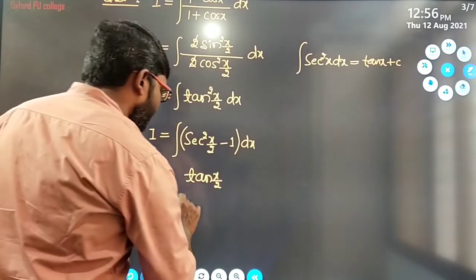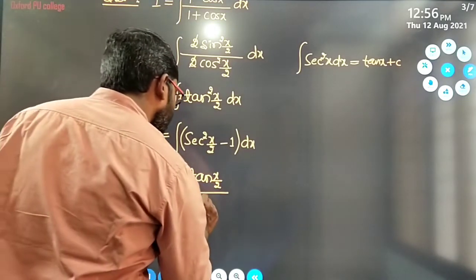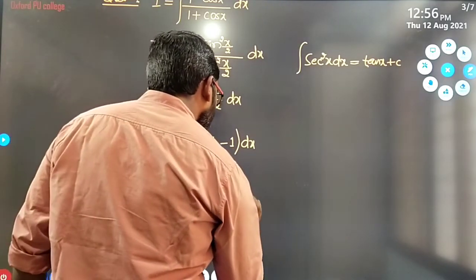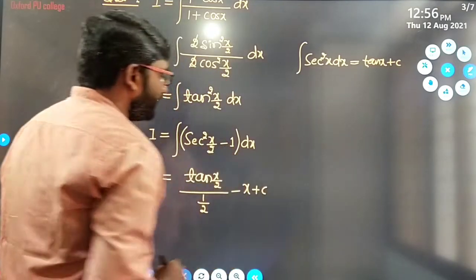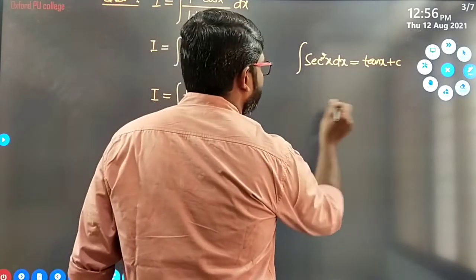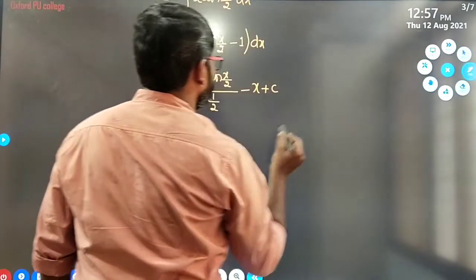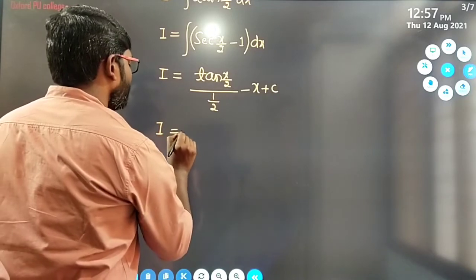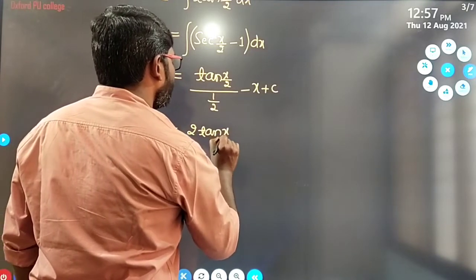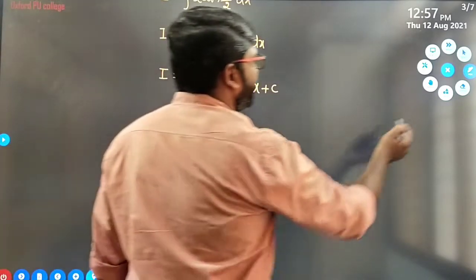Tan x by 2, then divided by, what is the coefficient of x here? 1 by 2. In integration we will have to divide by the coefficient of x. So it is 1 by 2. Then minus the integration of 1, it will be x, minus x plus c. Now 2 goes to the numerator. So in the next step, this 2 goes to the numerator. So here I is equal to 2 tan x by 2 minus x plus c.